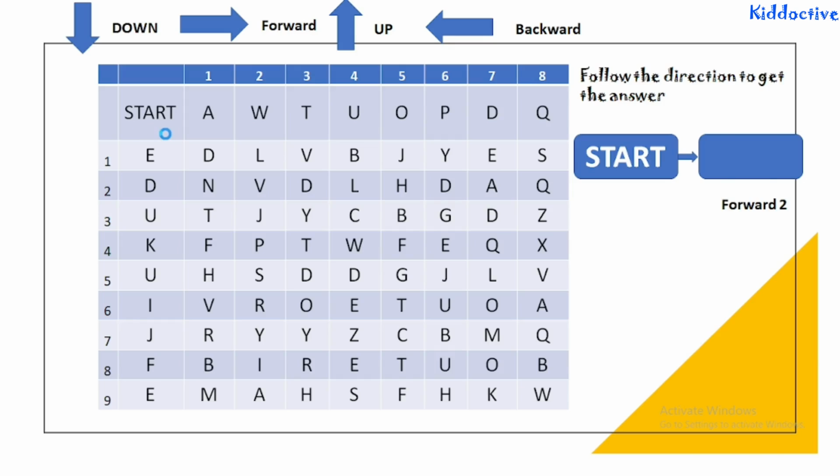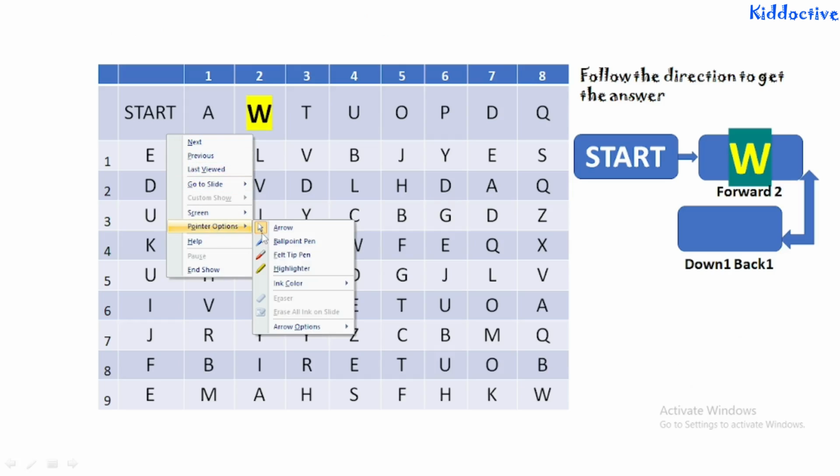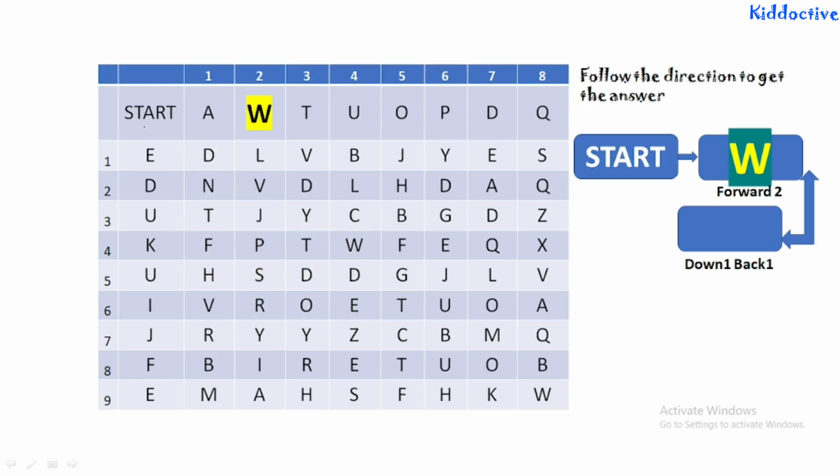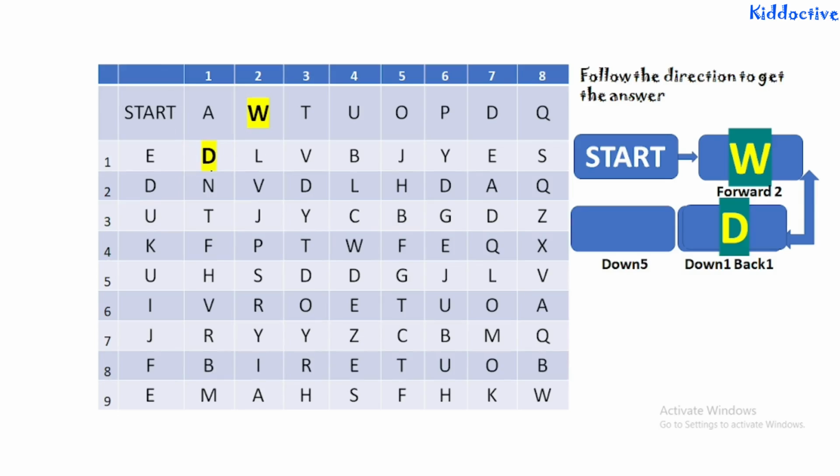Here it is the start. We need to start from here, so it is 0, and we go forward 2, which means we reach W. From W we need to follow down 1, back 1. Down 1, this is down 1, and back 1. So where do we reach? D. Here it's written D.